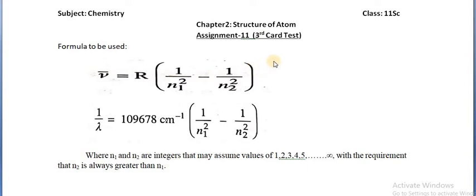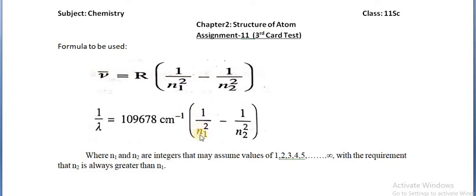Today we are going to see the numerical based on the last equation that we have derived. That was the Rydberg equation, or we can call it the Rydberg formula. So the formula is wave number equals R times (1/n1² − 1/n2²), or wave number equals 1/λ, where the value for R we can take as 109678 per centimeter, or in meter it is 10.9678 × 10^6 per meter.